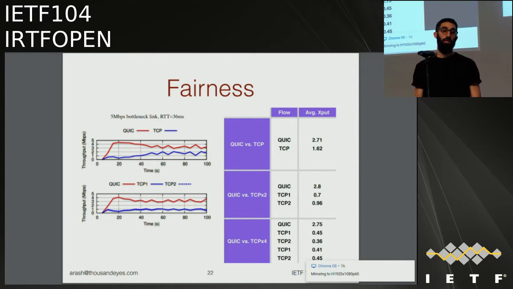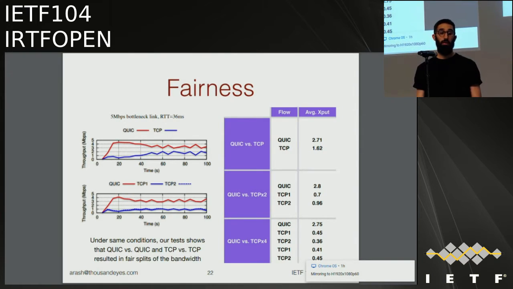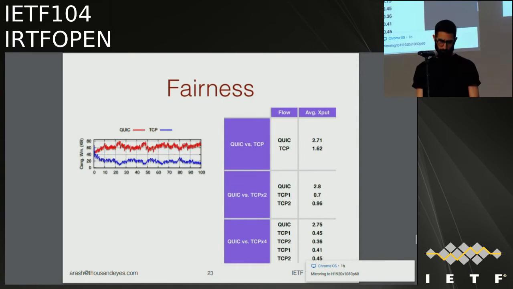And to make sure this is not our environment, we made Quick compete with Quick. Things were fair. TCP competing with TCP, everything was fair. But when the two protocols were competing with each other, Quick was not being fair to TCP. We want to dig in a little bit deeper.